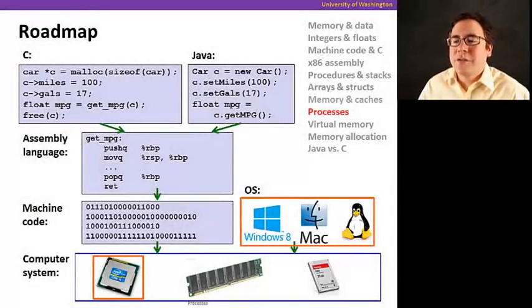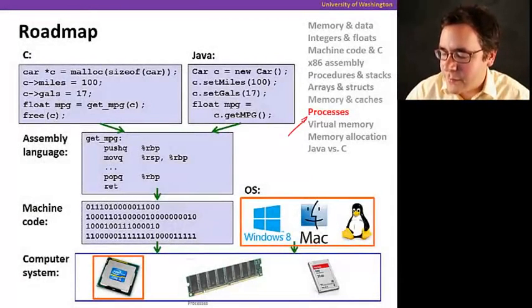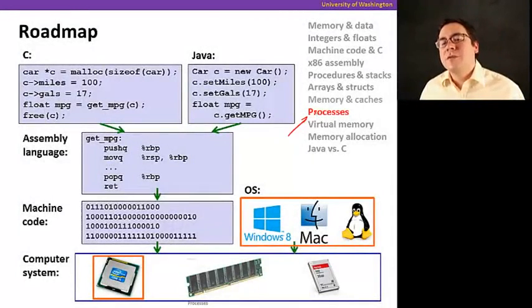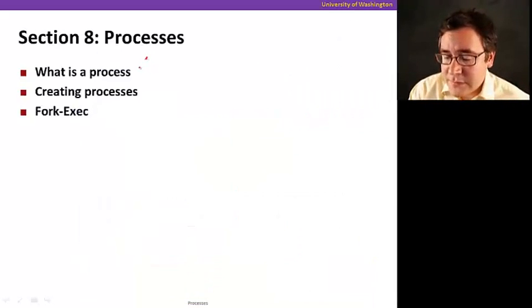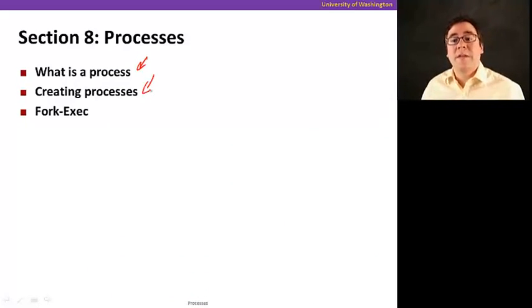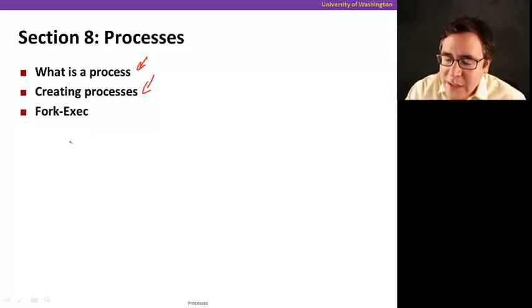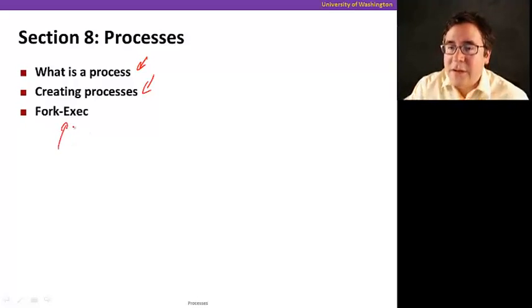Hi there. We're now starting a new section. We're going to be talking about processes, which is an abstraction provided by the operating system together with the hardware such that we can run programs in interesting ways. We're going to start seeing what a process is. Then we're going to see how we create processes using operating system services. And then we'll see how we can do interesting things with processes.